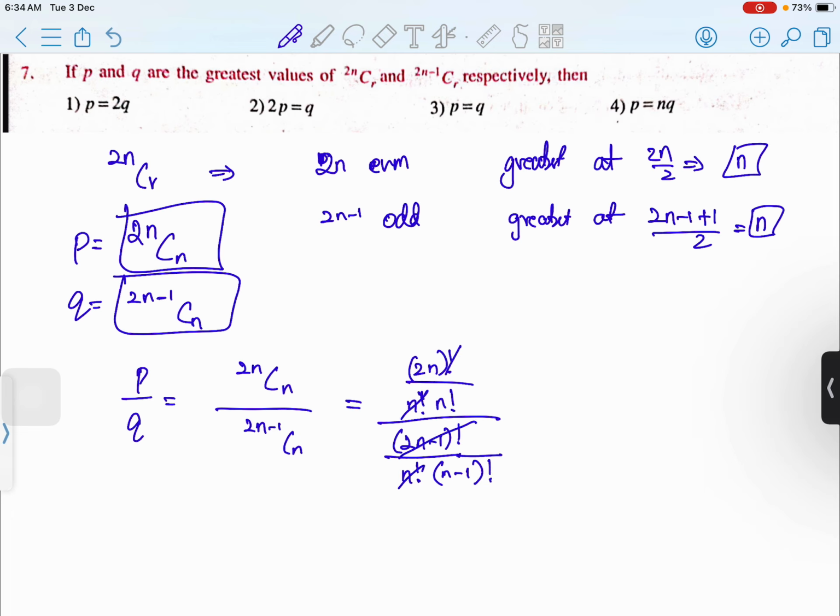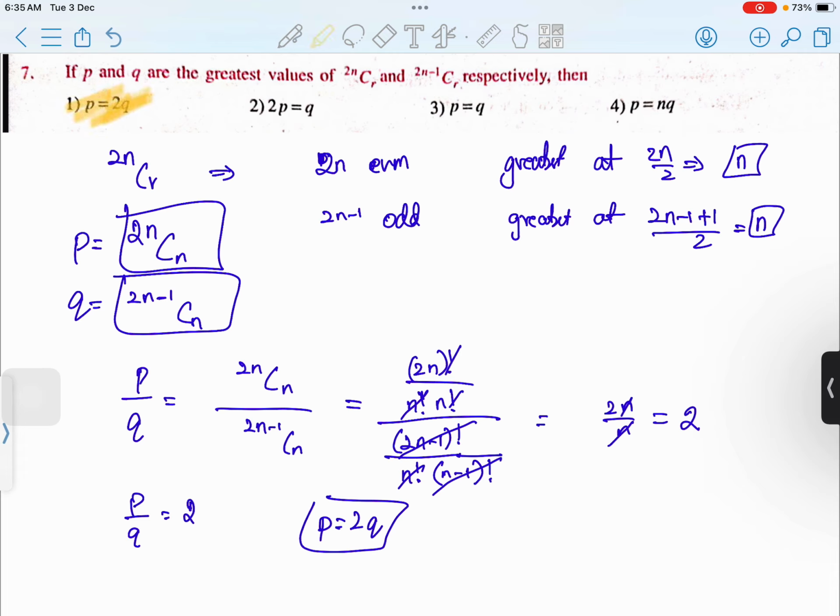This and 2n minus 1 factorial cancel. N factorial and this will get cancelled. So finally you will have 2n by n. So n and n also cancel. You will have 2. So P by Q equals 2. P equals 2Q. P equals 2Q. Option 1.